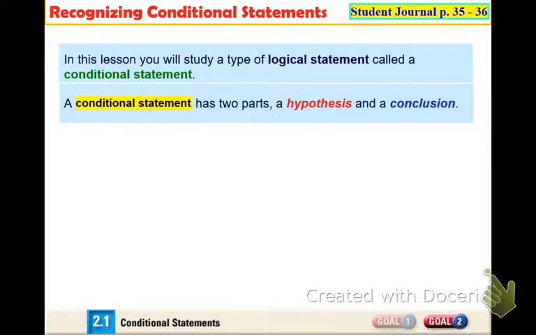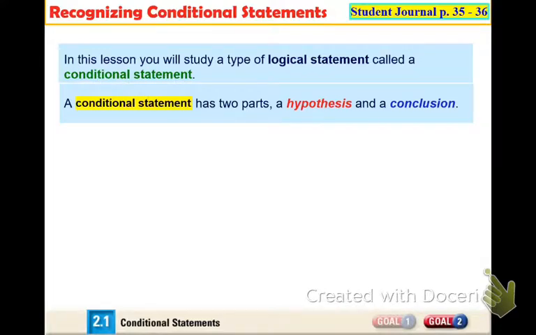So if you start a food fight, then you'll probably, I don't know, get expelled. I don't know what happens. But which part of that would be the hypothesis? If I said, if you start a food fight, then you would, let's say, get expelled. Yeah, you starting a food fight, that's the hypothesis. The conclusion would be you would get expelled. You probably wouldn't, but you get it.